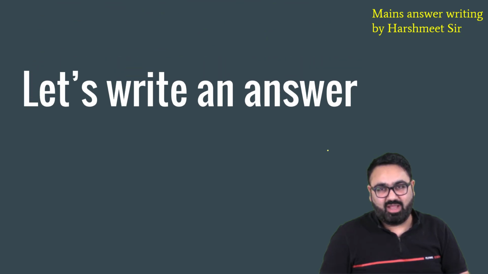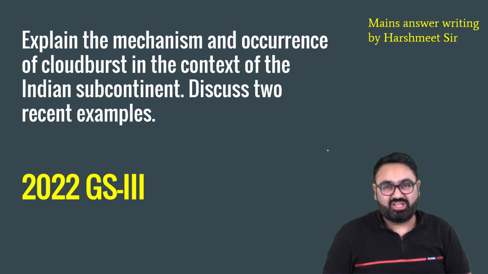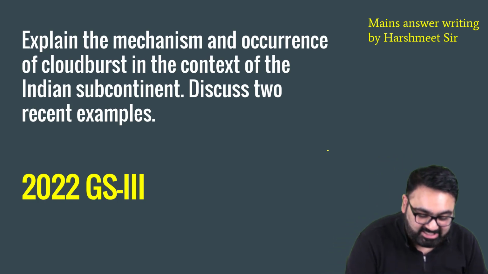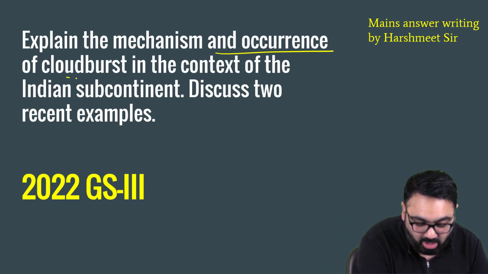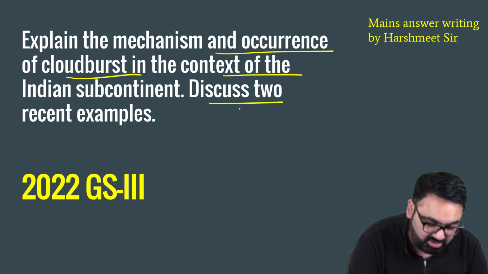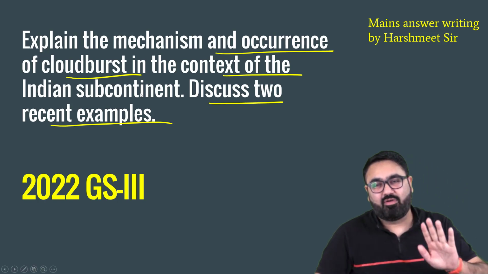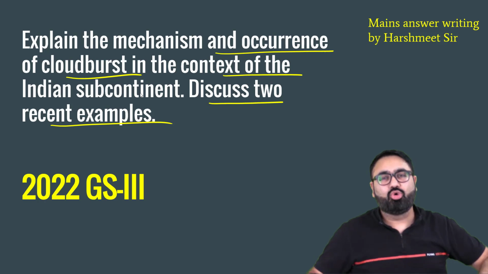Now that you are done with that, let's see what question we will be answering today. Today we have taken up a question from the 2022 paper GS3 from Environment. Explain the mechanism and occurrence of cloudburst in the context of the Indian subcontinent. Discuss two recent examples. So basically, it's a pretty straightforward factual question rather than you giving an opinion.